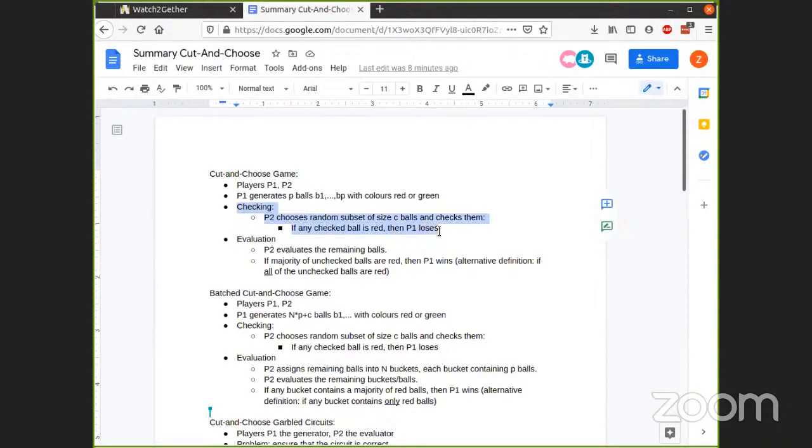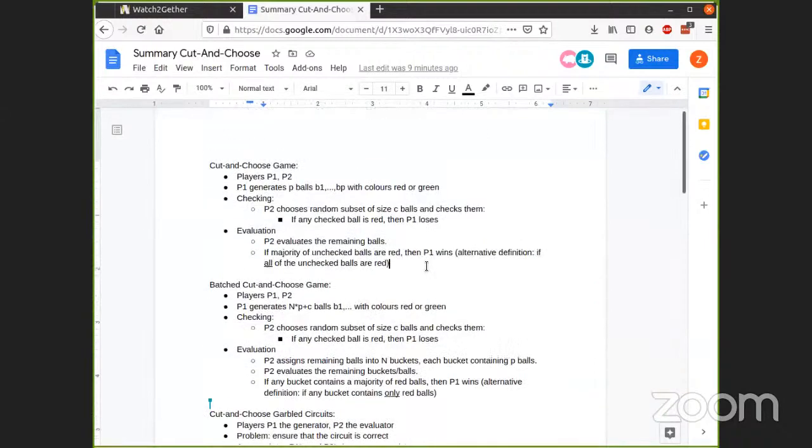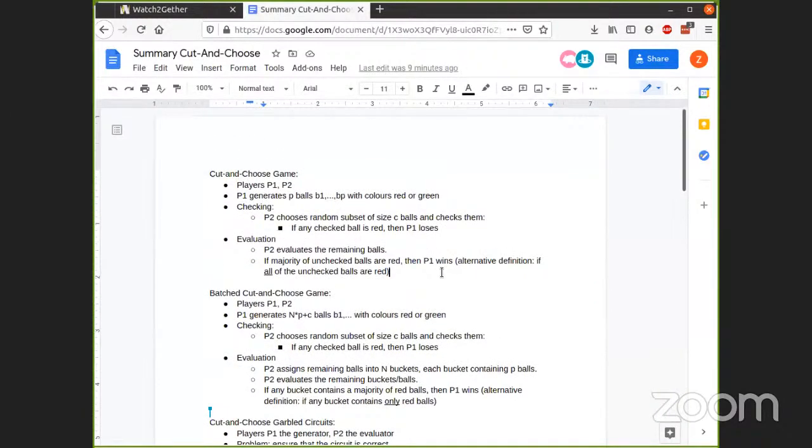If that check is okay, you can move on to the evaluation, and then in garbled circuits, P2 would evaluate the remaining garbled circuits. Now if the majority of the unchecked balls are red, then player one would win. Or in the Lindell version, you can also have it so that if all the unchecked balls are red, player one wins. So that's the cut and choose game. Is that clear, or do you have any questions? I think it's pretty clear.